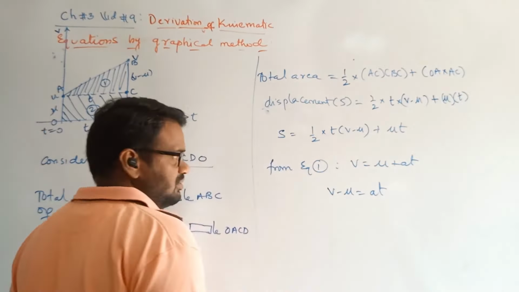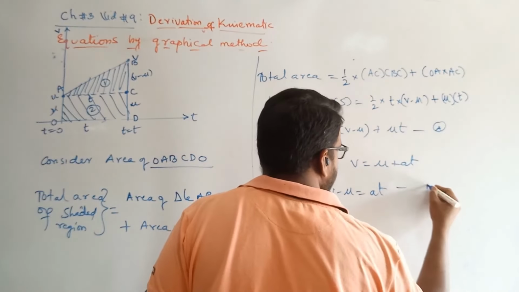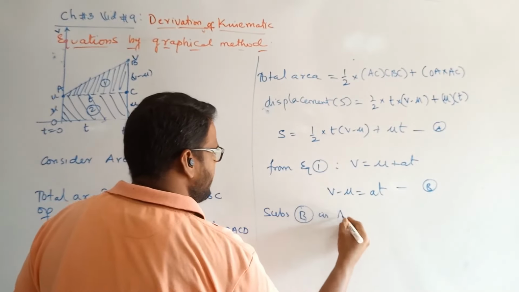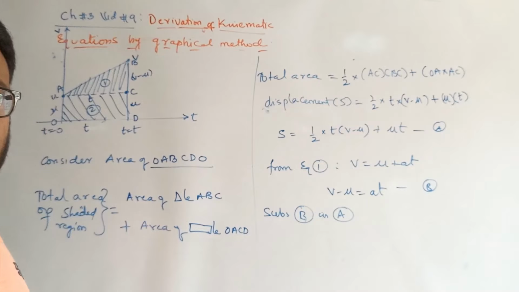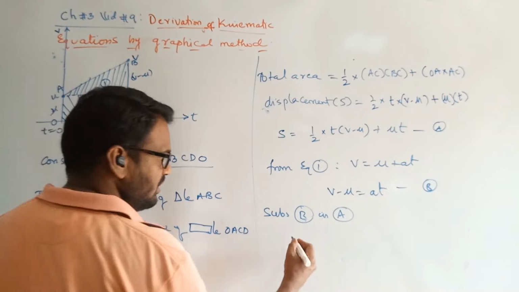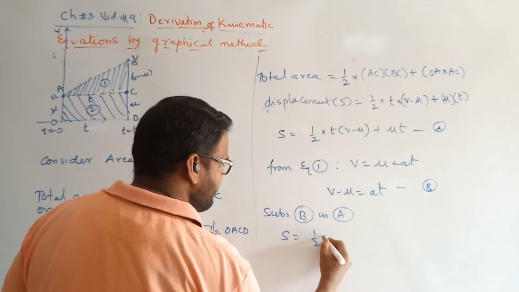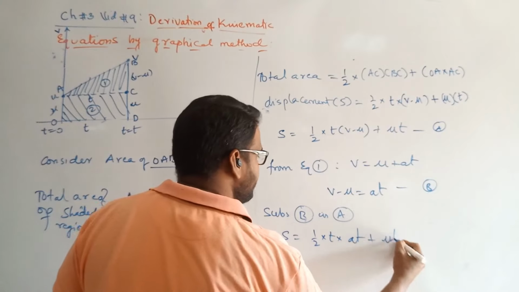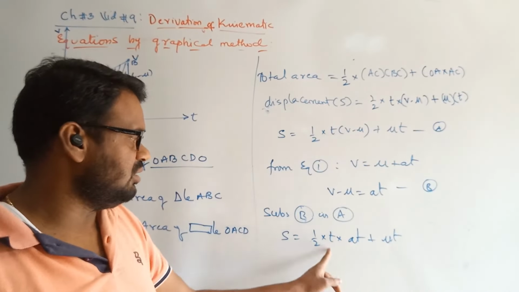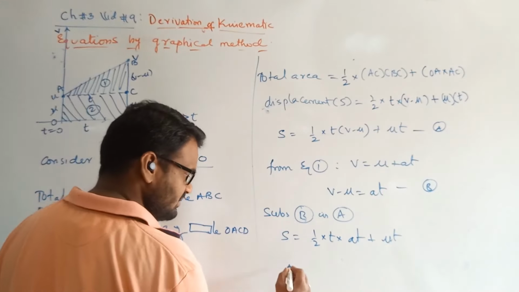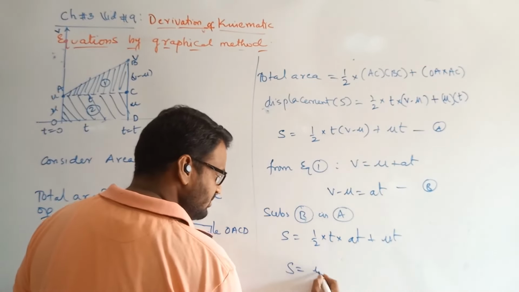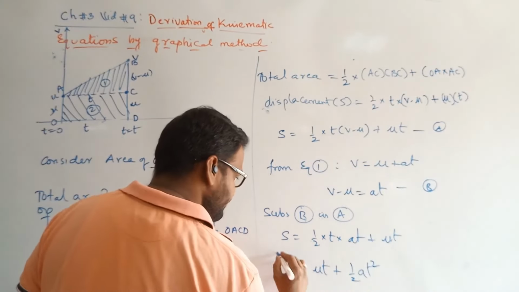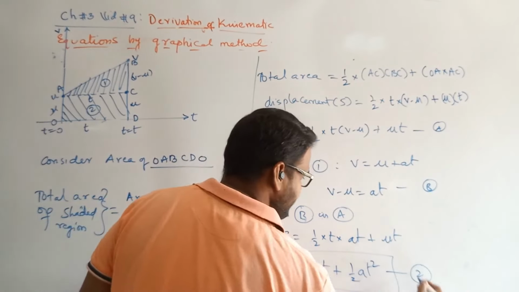Substituting this in the above equation, let us call this A and this B. Substituting B in A, S is equal to half times t times (v minus u), which is replaced by at, plus ut as it is. Half into a into t into t. You can write this as S is equal to ut plus half a t squared. This is the equation needed for us, the second kinematic equation by the graphical method.